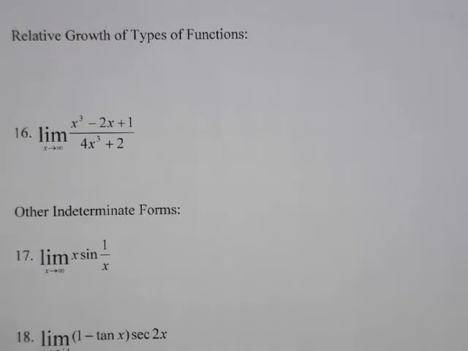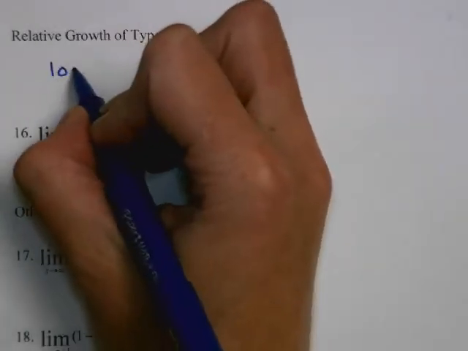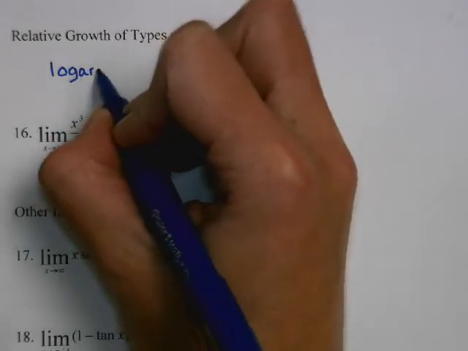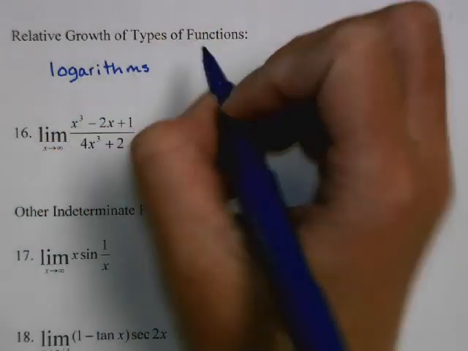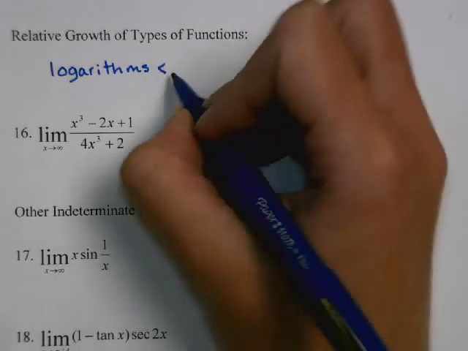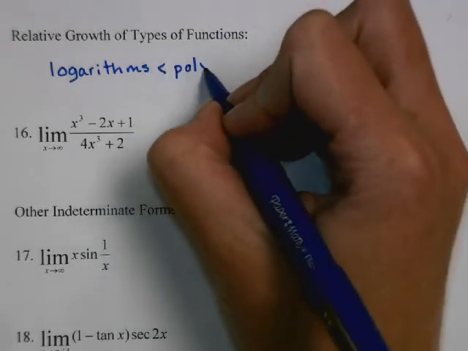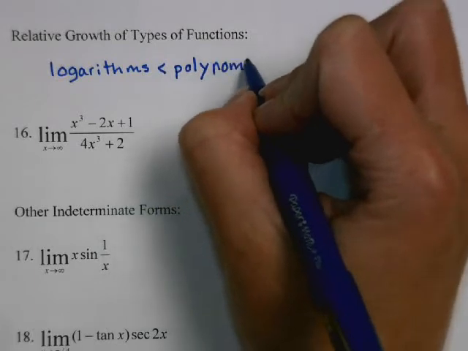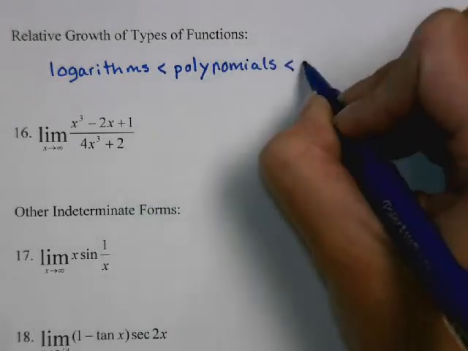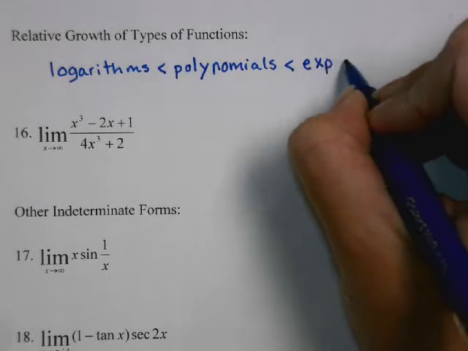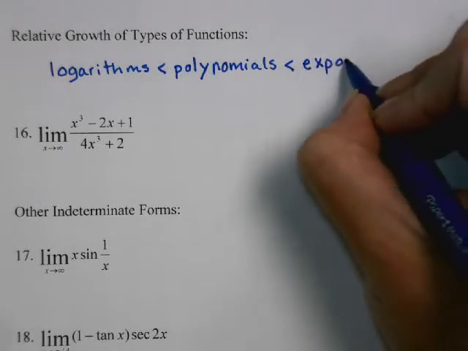So just in general, logarithms are going to grow the slowest. Polynomials will grow faster than logarithms. And then exponentials are going to grow the fastest.